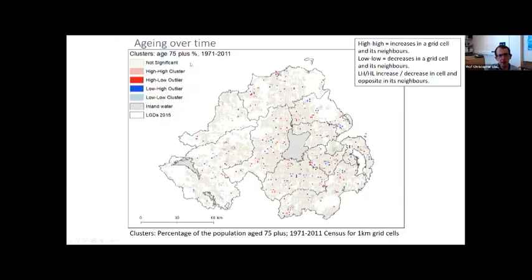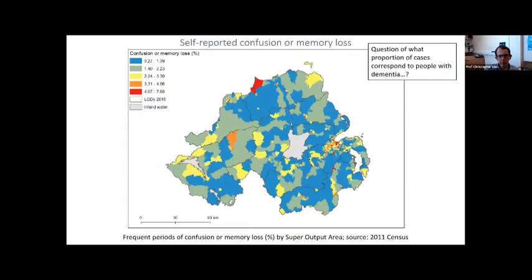So here's an example. This is change in 75 plus as a percentage between 1971 and 2011, and the light blues are areas where you have decreases surrounded by decreases, and the reds are increases surrounded by increases. On the north coast here, for example, we've got a significant cluster of increases. This is obviously quite a long time span, 1971 to 2011, so it might be more useful to look at smaller time points, but the idea is you can at least identify areas where we see a significant increase in the proportion of the population who are older.